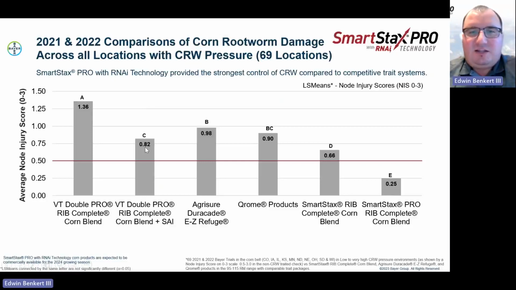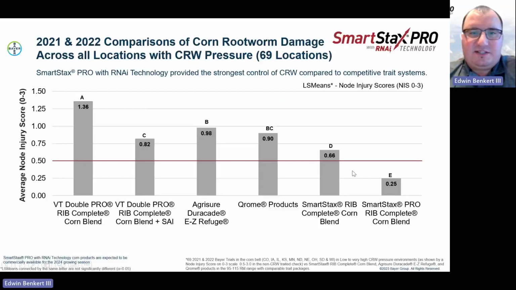When we add a soil applied insecticide on the Double Pro, we do see a significant reduction in root injury there. And then when we compare our two competitor trait packages to the Double Pro, we also see that they are reducing root injury significantly, but not significantly more than our SmartStax trait packages. So SmartStax is reducing root injury significantly more than a soil applied insecticide or Duracade and Chrome from our competitors. And then finally, when we look at SmartStax Pro, we see very good performance and protection, with significantly less injury than even our SmartStax trait packages in this data set.